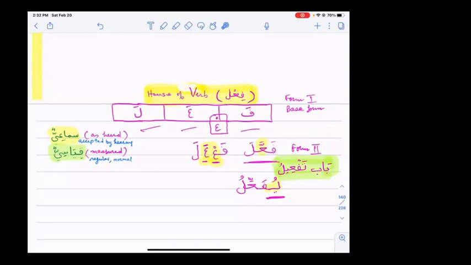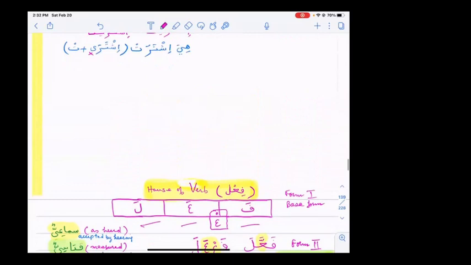I will write down here. I've said many times, Al-Fi'lu Thulathi. It is Thulasiyun, 3-letter word. Pure 3-letter word. Fi'lu Thulathi.